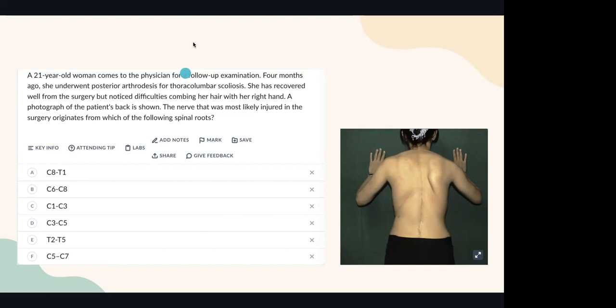A 21-year-old woman comes to the physician for a follow-up examination. 4 months ago, she underwent posterior arthrodesis for thoracolumbar scoliosis. She has recovered well from the surgery, but noticed difficulties combing her hair with her right hand. A photograph of the patient's back is shown. The nerve that was most likely injured in the surgery originates from which of the following spinal roots?